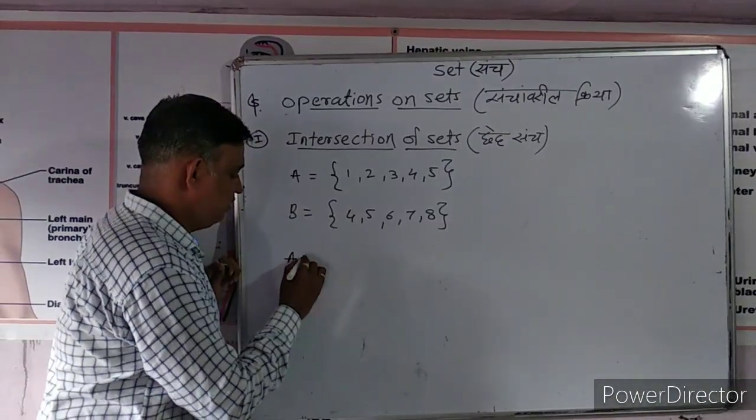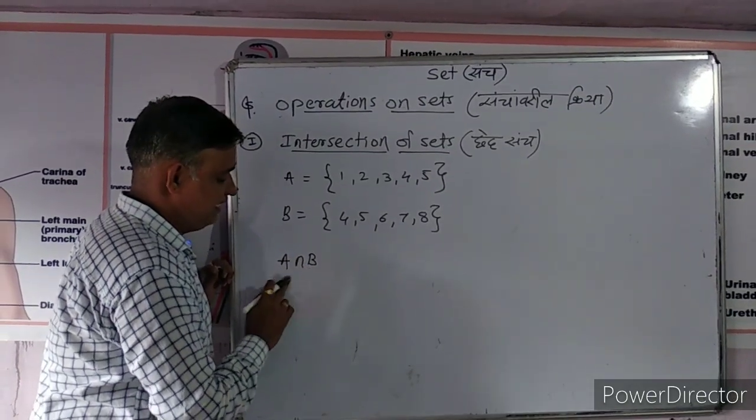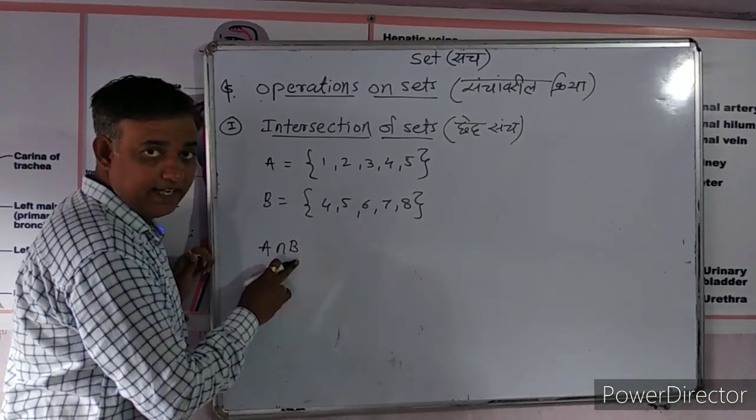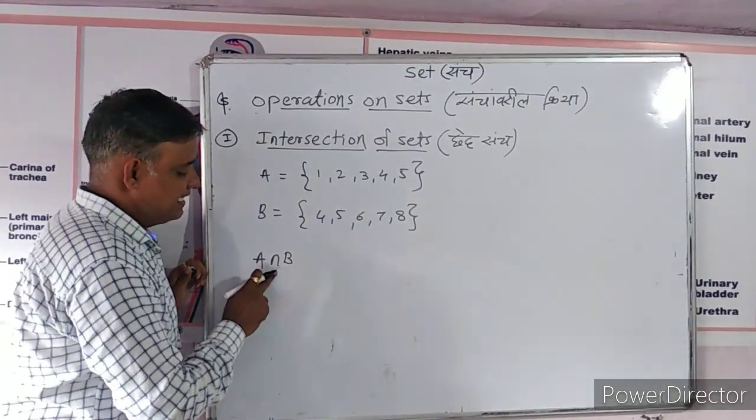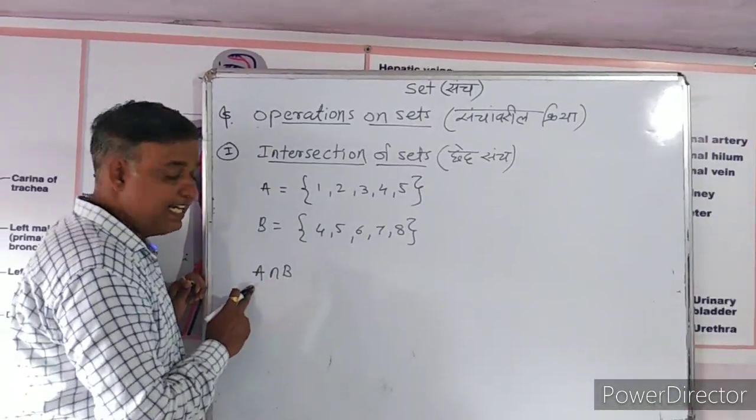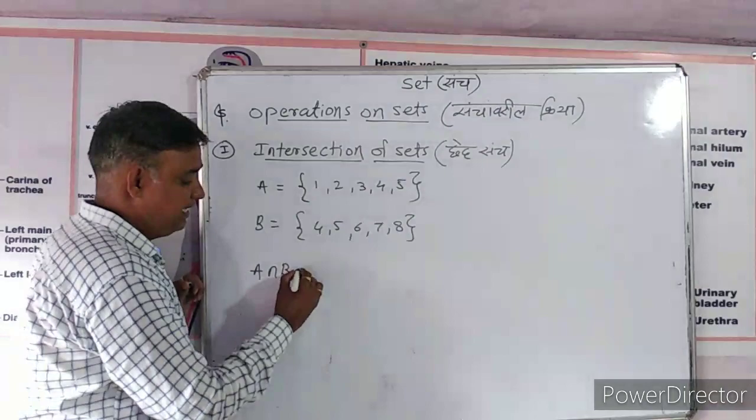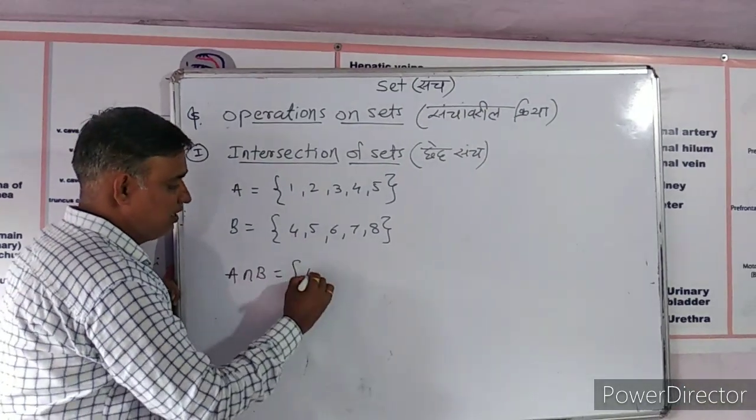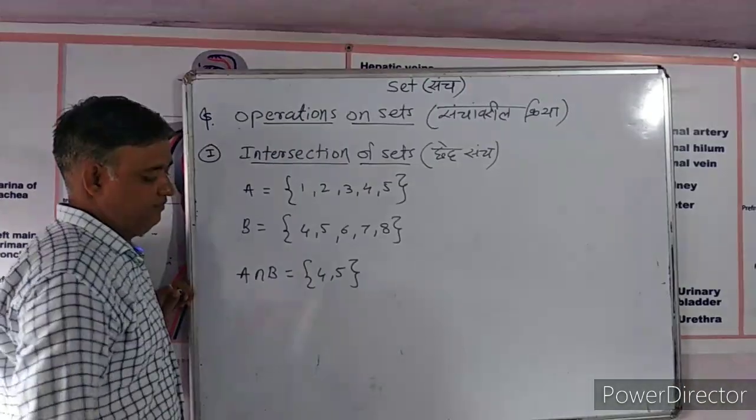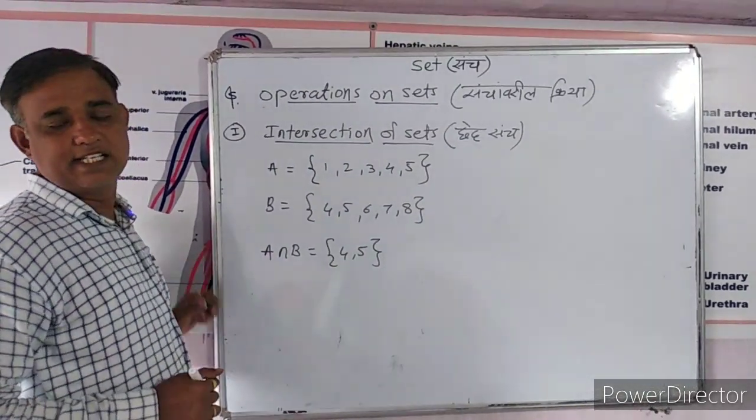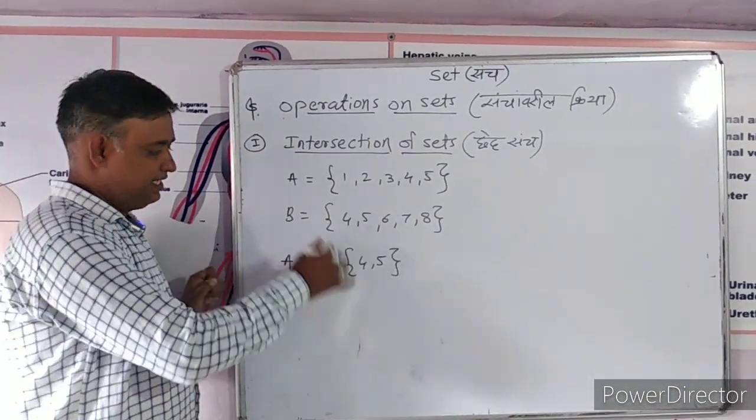And that two common element set is written like this, and it is called the intersection of sets. It is read as A intersection B is equal to {4, 5}. That is called intersection, okay, intersection of sets.